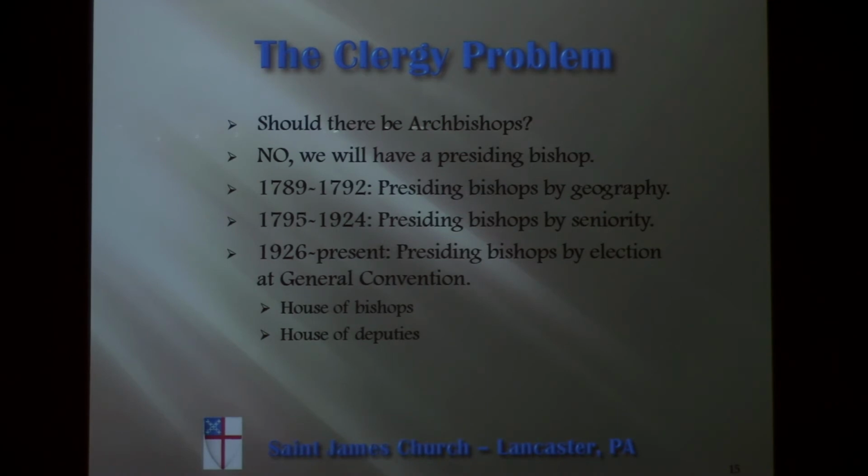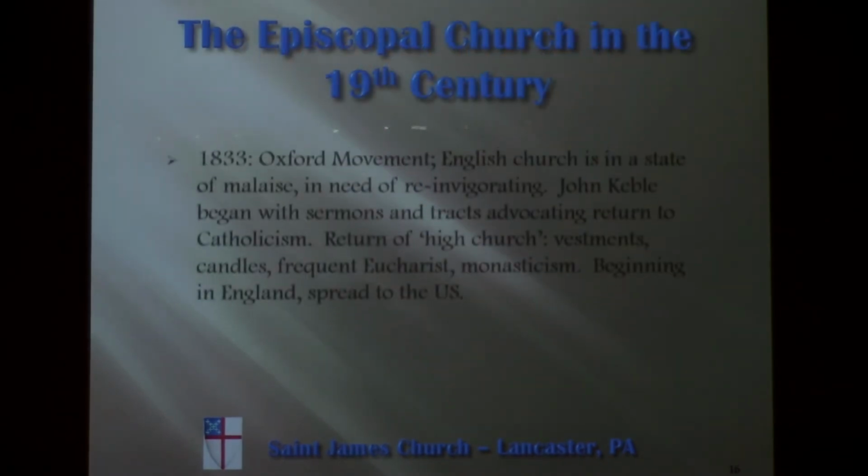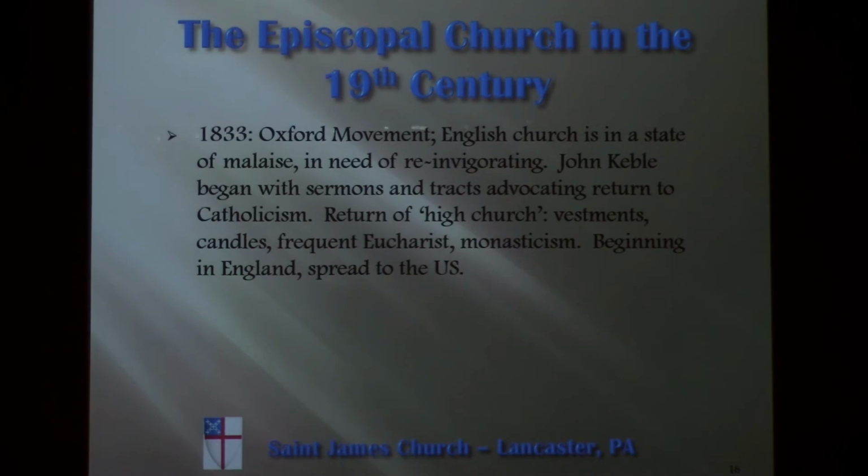So you can see that there's this parallel between the way our federal government is arranged and the way the Episcopal Church was arranged. House of Bishops being similar to the Senate, the House of Deputies being similar to the House of Representatives. There was a second great awakening in the mid-19th century.